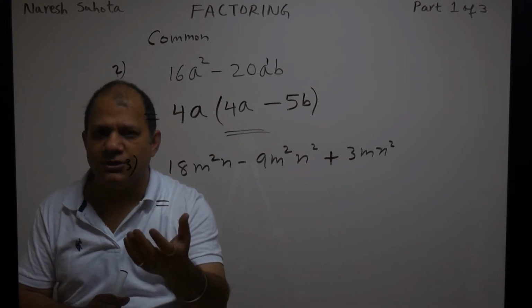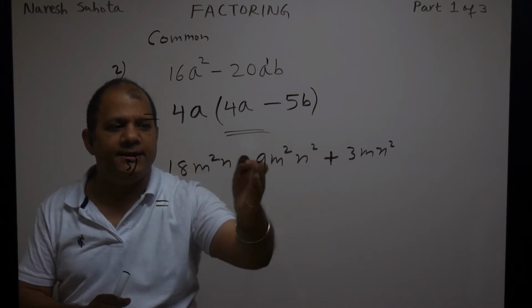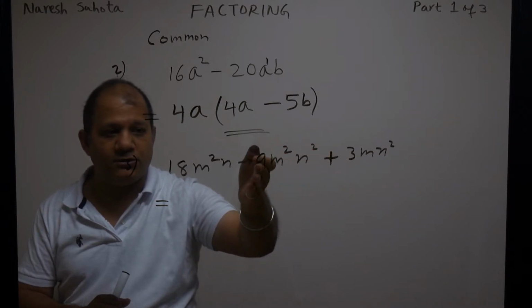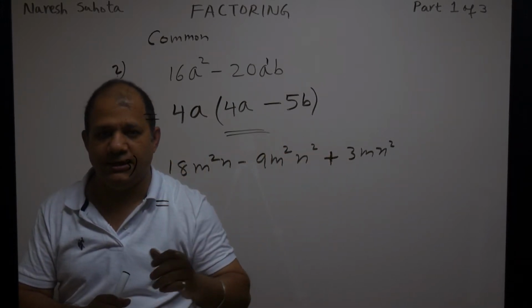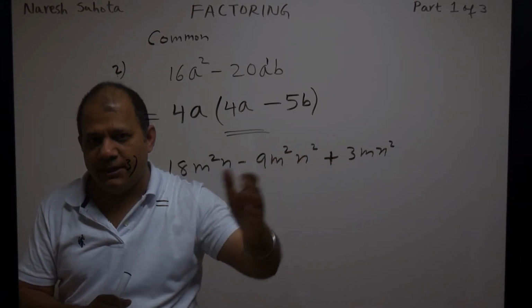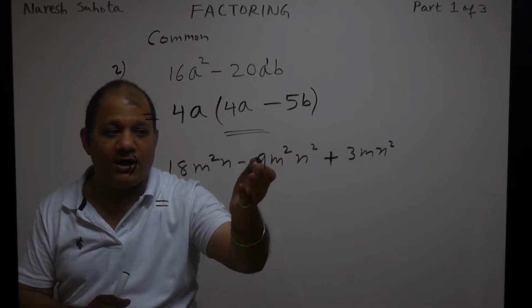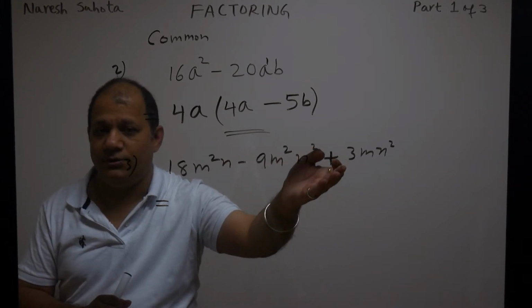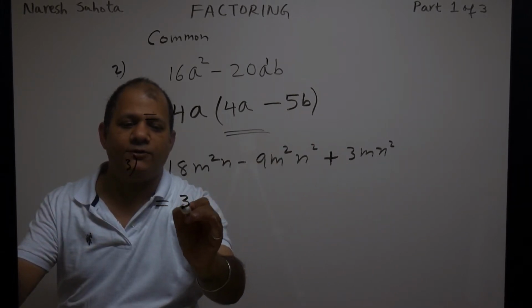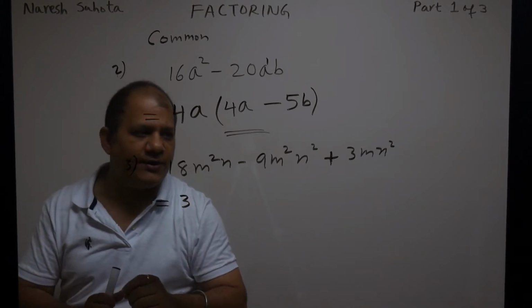So what's the largest number that goes into 18, 9, and 3? We have to start with 3, right? 3 goes into 3, it also goes into 9, it also goes into 18. So I've already found it, it's 3, but you can test it if you want to try 9, right? 9 doesn't go into 3, right? So 3 is the largest number that we can take out, okay? So what about the variable m?